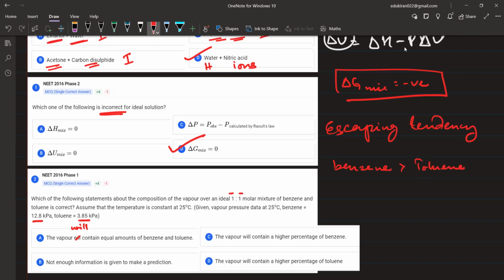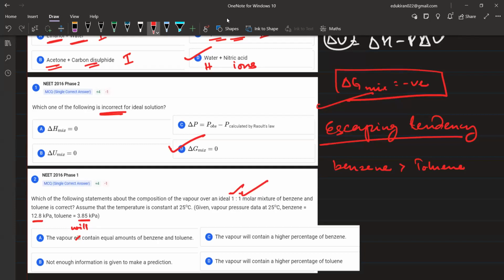अगर बेंजीन की escaping tendency ज्यादा है तो बेंजीन का वेपर भी क्या होगा? ज्यादा होगा, yes or no, please tell me. In the mixture, benzene will give more vapor. Why? Because concentration तो same है. Now it all depends on the escaping tendency. Whatever vapor pressure is above the solution, it only depends on the escaping tendency. Why? The concentration of benzene and toluene is the same now.